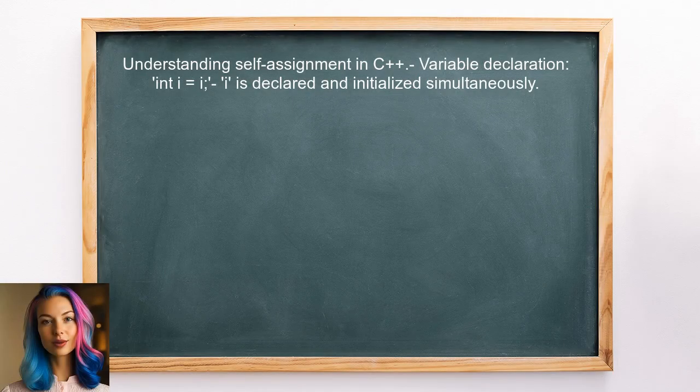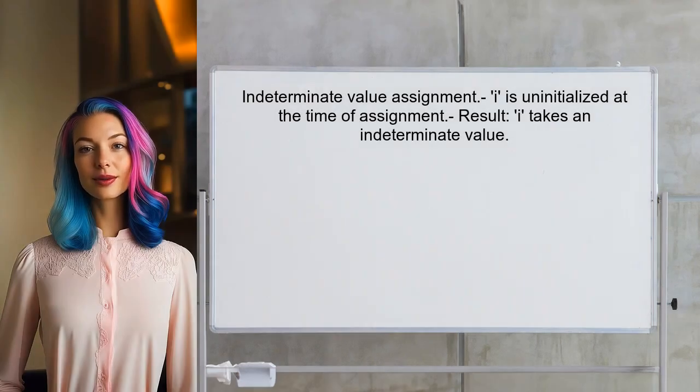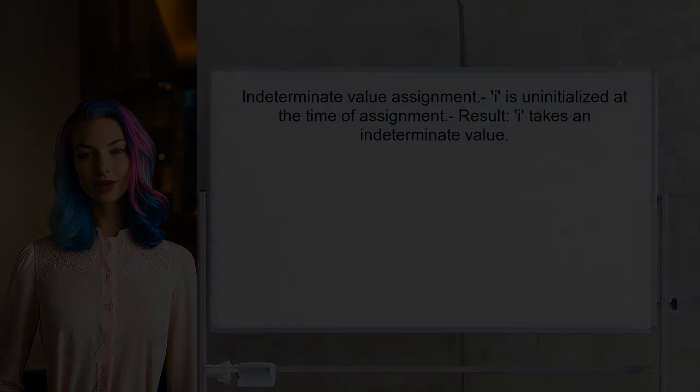To understand why self-assignment of a variable in its definition is legal in C++, we need to look at how variable initialization works. When the user writes int i = i, the variable i is being declared and initialized at the same time. In this case, the variable i is not yet initialized when it is being assigned. Therefore, it takes on an indeterminate value. This is why the compiler allows it, even though it may lead to undefined behavior.